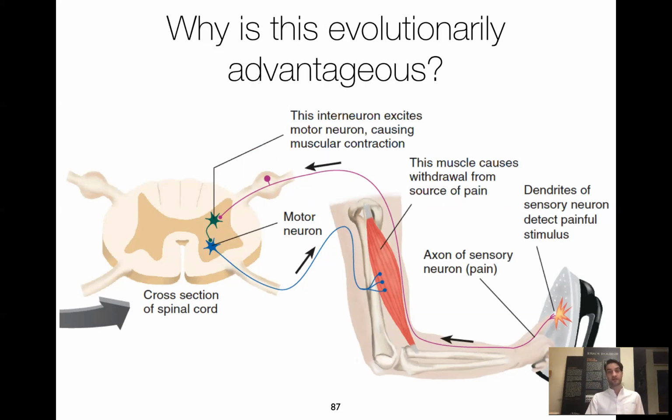And then similarly, why is this evolutionarily advantageous? It's again the type of thing where you don't necessarily need to do this sort of processing, this sort of computation with the brain involved. And actually, there's another element of evolutionary advantage.